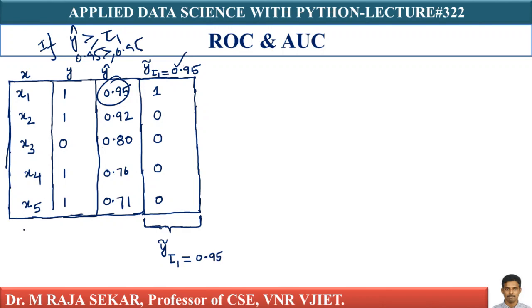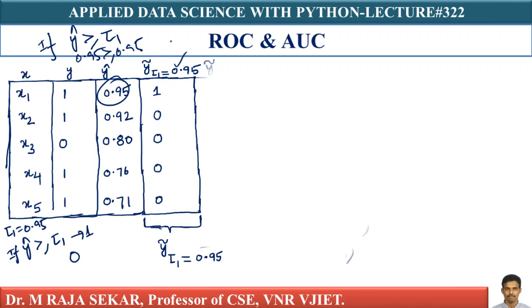Just try to recall the rule which I wrote in the previous slide. Otherwise, I will write it again. What is your tau 1? Tau 1 is 0.95. What does the rule say? If y cap is greater than or equal to tau 1, then declare it as class 1. Otherwise, declare it as class 0. My tau 1 is 0.95, so if the y cap value is greater than or equal to 0.95, this one will get class 1.